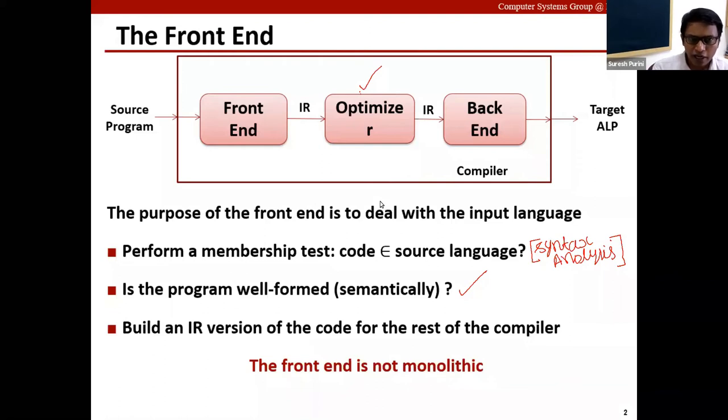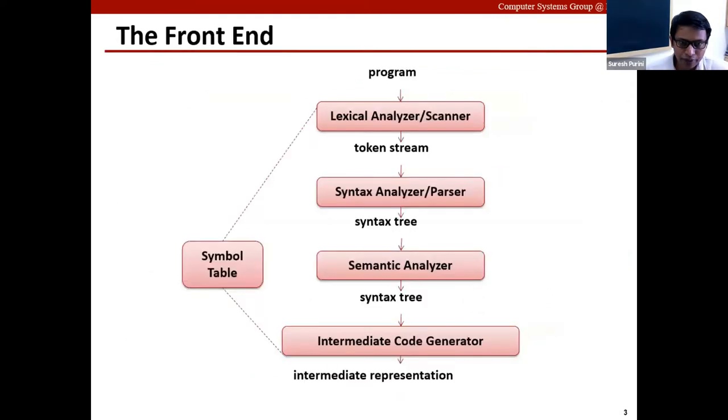For the next 2-3 weeks, we will be studying the front end of the compiler. The front end, optimizer, and back end are not monolithic software components. They are designed in a modular fashion. Let's take a dive into the front end and see what the major components are. There are two components: one is called a lexical analyzer or scanner, and the second is called a syntax analyzer or parser. Together, these two components do syntax analysis.